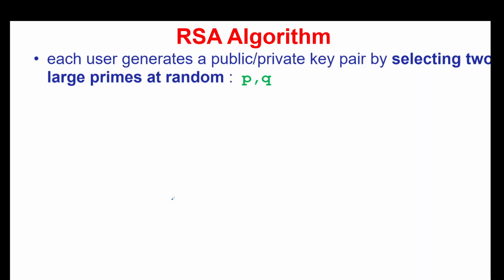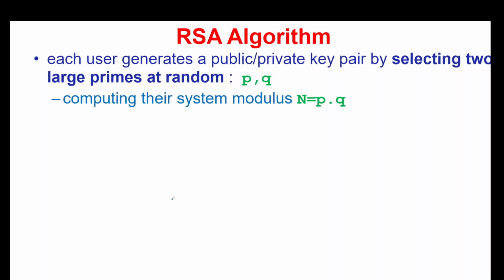Now, these are the steps for the RSA algorithm. First step, each user generates a public and private key pair by selecting two large prime numbers at random, called p and q. From that, we compute their modulus, n equal to p times q, the product of the two prime numbers. Next, I calculate phi of n. We know from previous videos that phi of n is Euler's totient function, given by (p minus 1) times (q minus 1), because p and q are prime numbers.